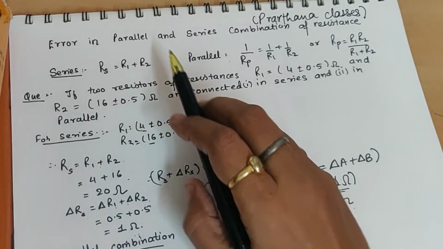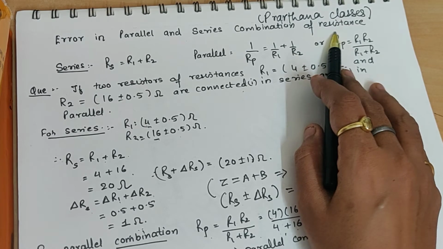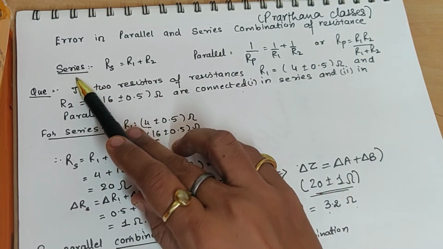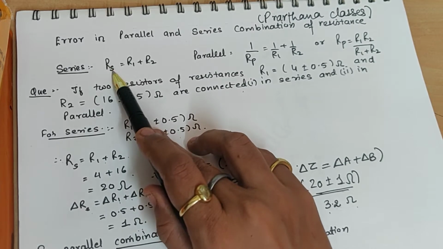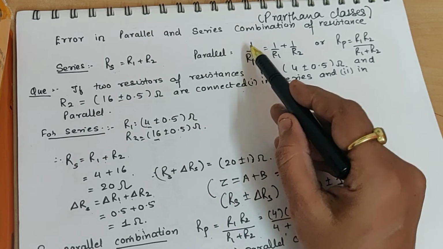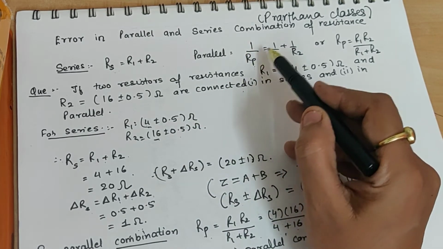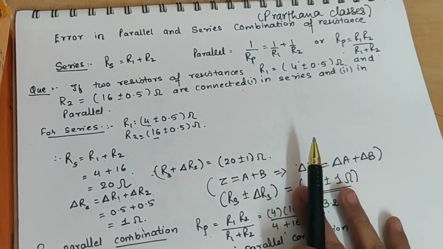चलिए आज हमने एक क्वेश्चन लिया है एरर इन पैरेलल एंड सीरीज कॉम्बिनेशन ऑफ रेजिस्टेंसेस. You know that when the two resistors are in series, we need to find out the effective. So we know that we take R1 plus R2, and for the parallel we know that it is 1 upon Rp is equal to 1 upon R1 plus 1 upon R2, or you can use this formula by solving it.